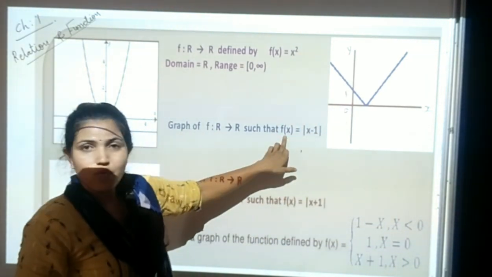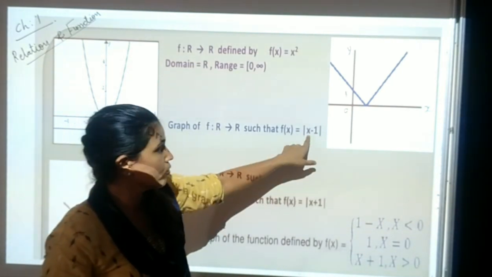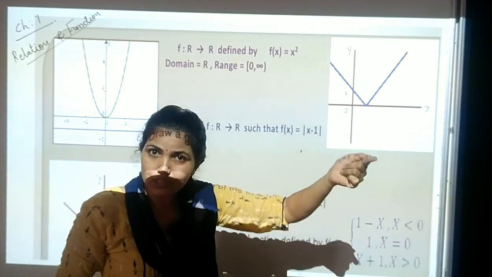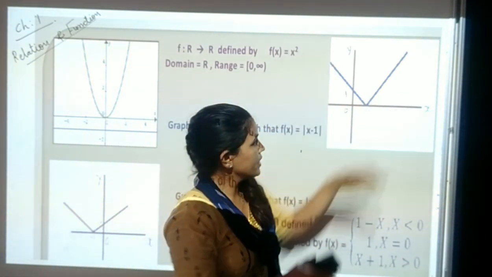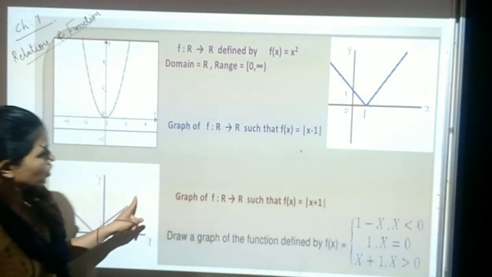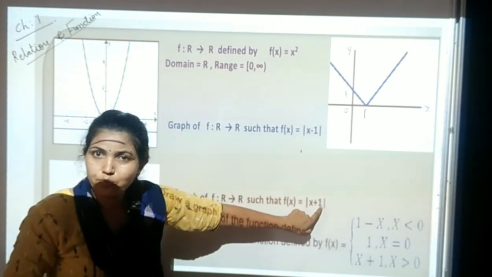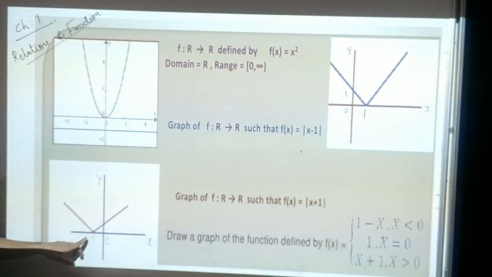If you use f of x equals modulus of x minus 1, that means the zero will be where x minus 1 equals 0, so x equals plus 1. So your graph will intersect the x-axis at 1. If we draw the graph of modulus of x plus 1, then your graph will intersect at the point minus 1.